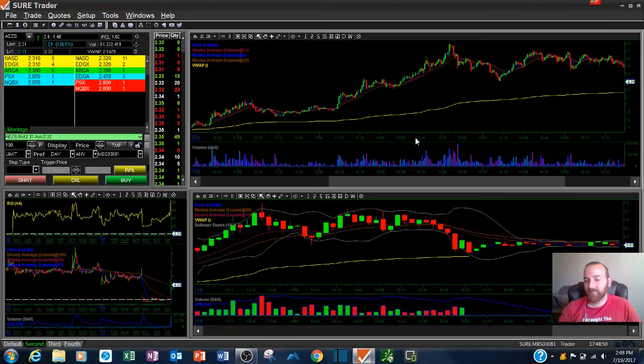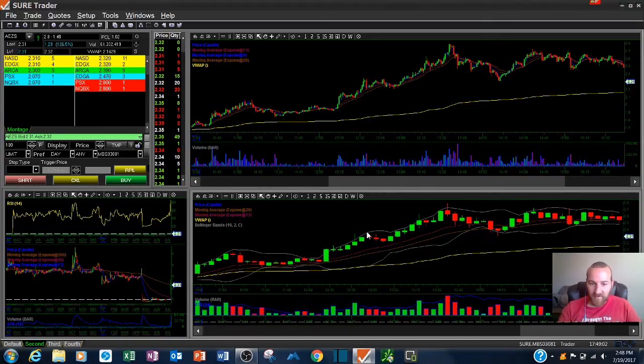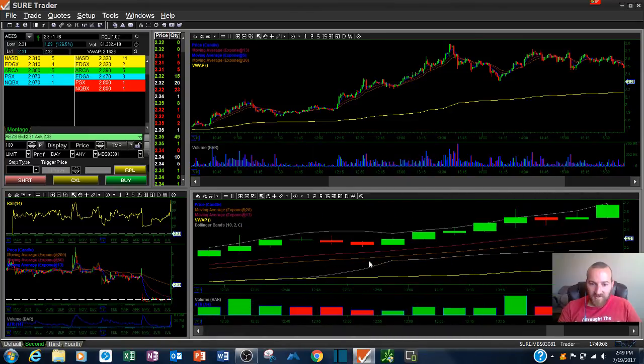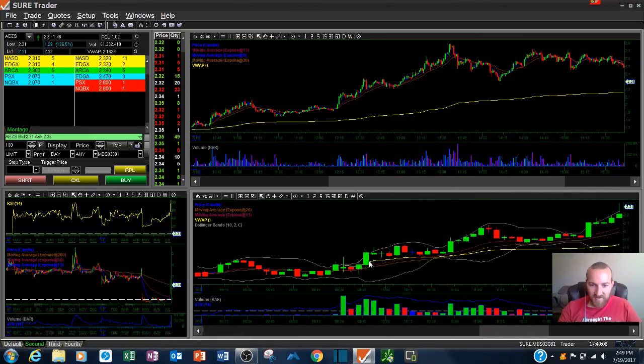Volume's always going to tell you that the play that you're in is right. If there's no volume in it, then it's probably not going to work out the way you want. But the most common one you see is a flag pattern, kind of like right here, where you'll see, maybe not zoom in so much. There we go. You'll see a large candle like this.